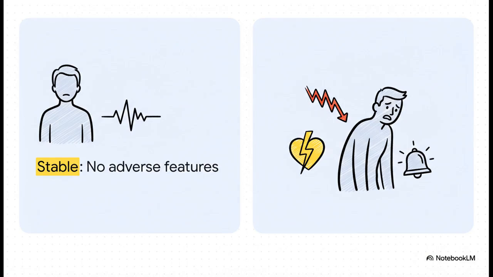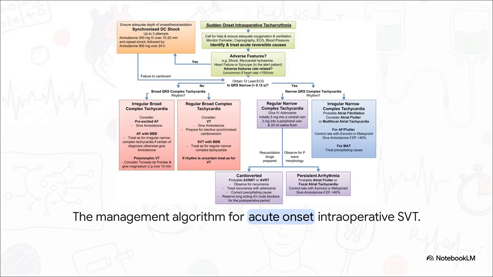Is their blood pressure in the gutter? Are there new ST changes on the ECG suggesting ischemia? This one question dictates your very next move and tells you exactly how much time you have or don't have. And this algorithm lays it all out beautifully. Just follow the path from the top.